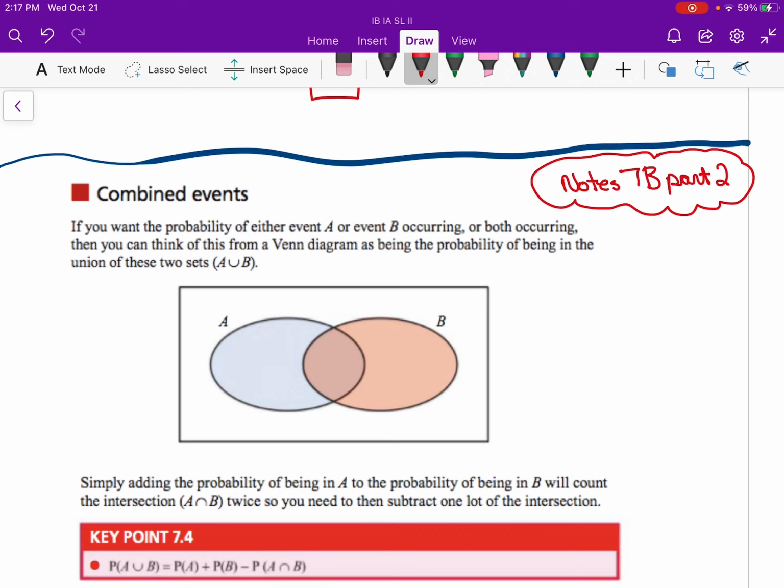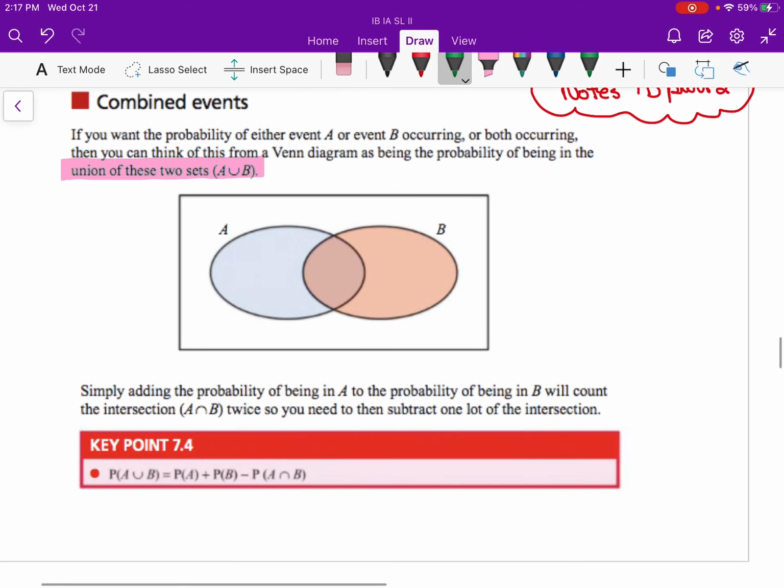But anyway, if you want to find the probability of event either A or B occurring or both occurring, then you can think of this in the Venn diagram of the probability of being the union of these 2 things. All right, so the union of A and B together. All right, simply adding the probability of being in A to the probability of being in B will not count as the intersection twice, so you need to subtract one lot of the intersection.